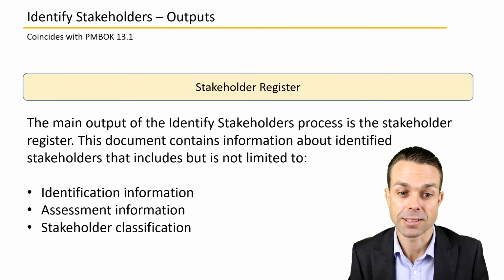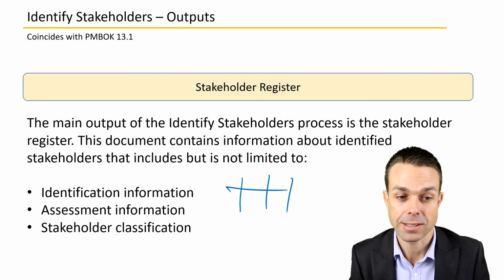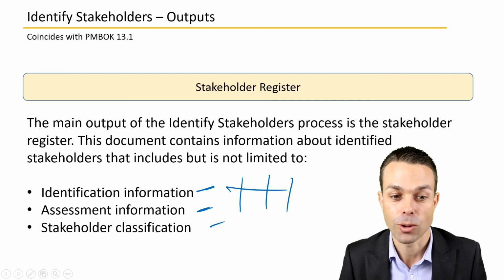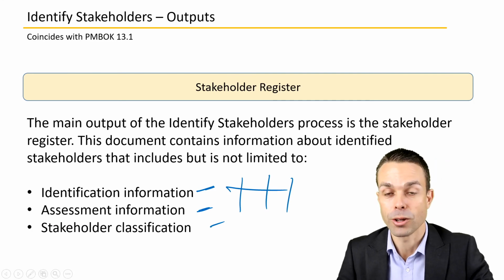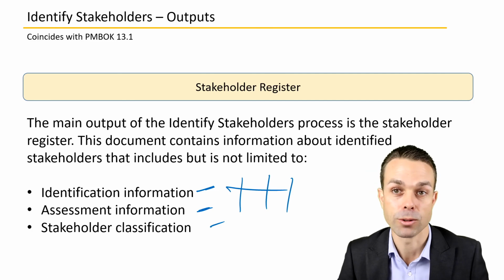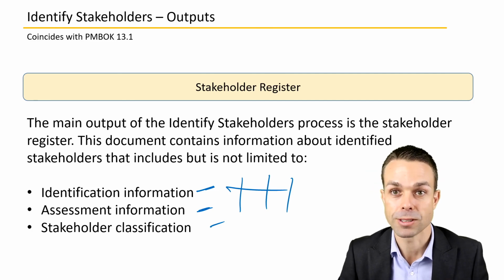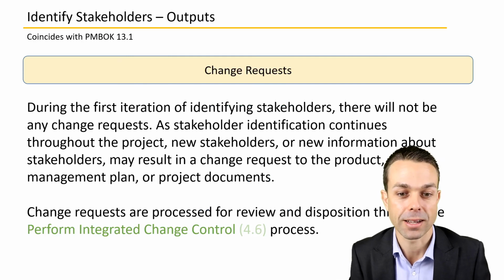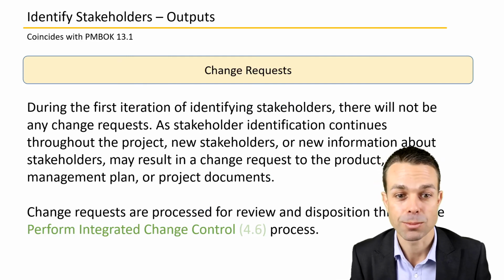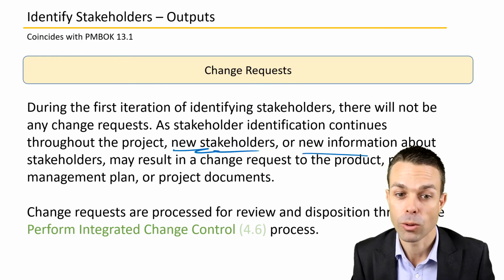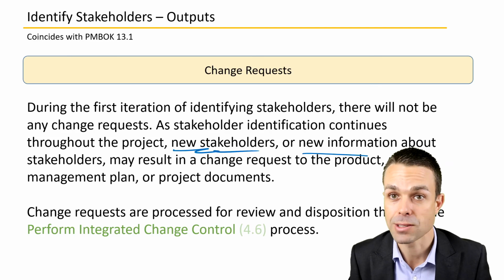Stakeholder register itself is a nice little table of our stakeholders. We need identification information, assessment, and the stakeholder classification. For example, do they have a high power and influence or a low power and influence that we've looked at from our stakeholder assessment. Change requests we'll see as an output for identifying stakeholders if anything needs to change. New stakeholders, new information about stakeholders, and all this may result in a change to the baseline documents.